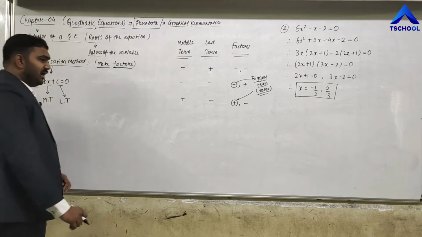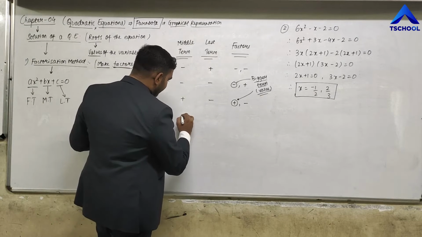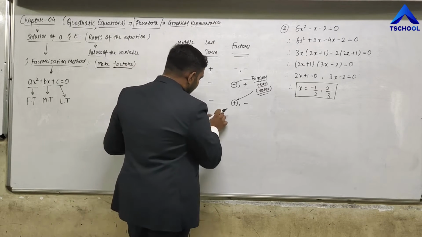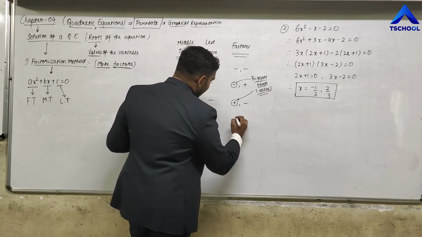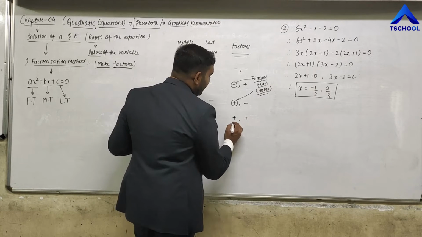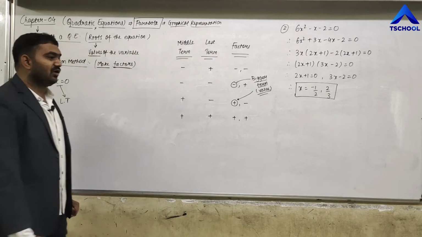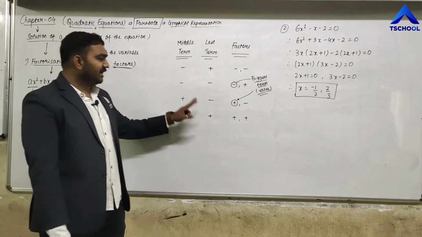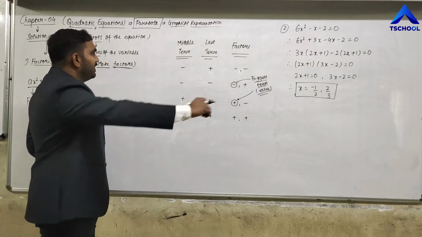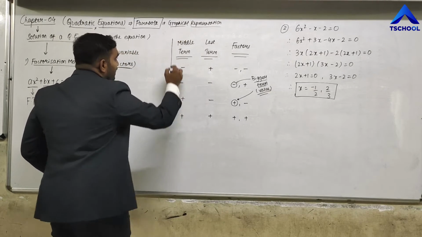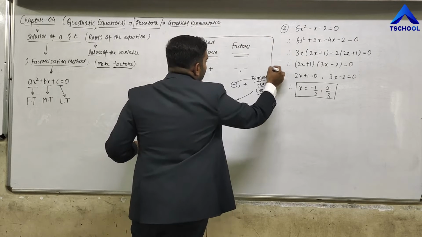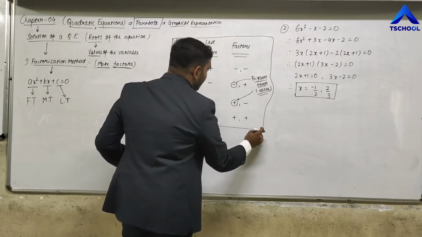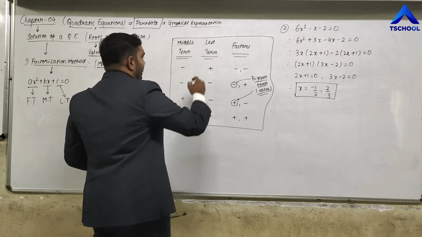And the last one, if the middle term is plus and the last term is also plus, then it is the easiest one: both the factors will be plus plus, irrespective of the bigger or smaller value. So this is an important table that is to be understood and remembered when you are going to factorize. Is it clear?